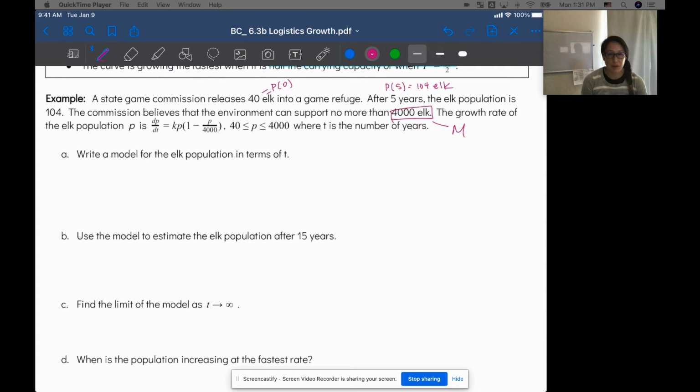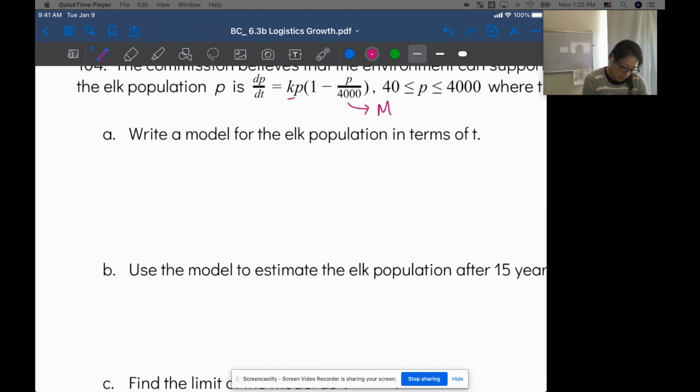Write a model for the elk population in terms of t. We already have our rate of change, but we don't know what the k value is. From the rate of change equation, I can see that M is equal to 4,000. So I am going to start with P of t is equal to my carrying capacity over 1 plus C e to the negative kt. And I need to start filling things in. So I got 4,000 over 1 plus C e to the negative kt.